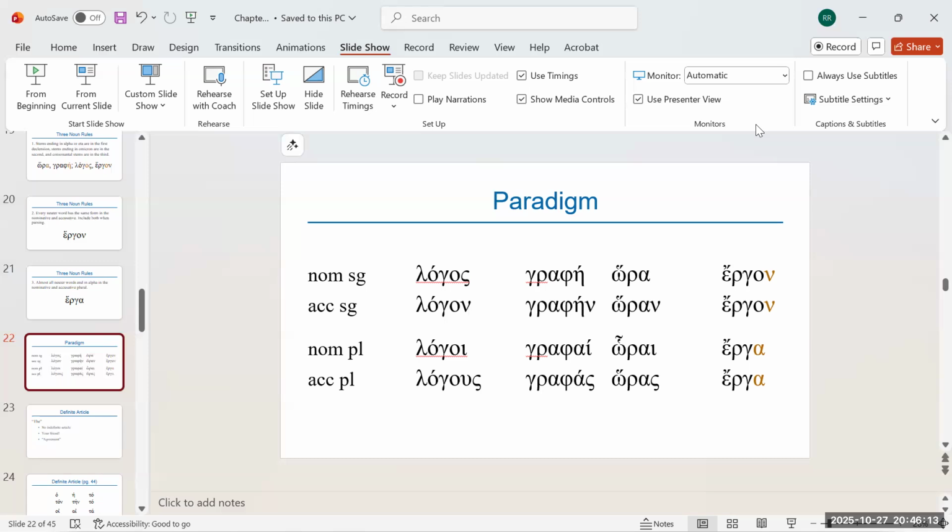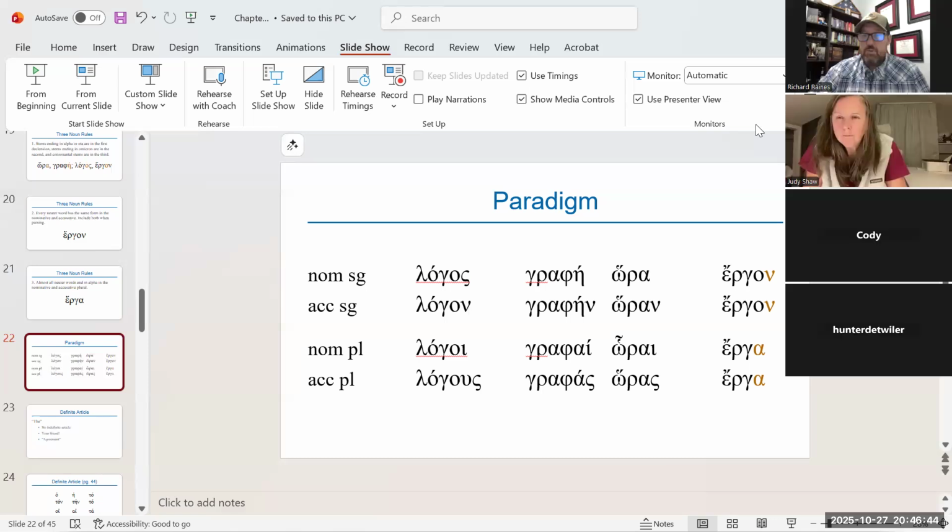You have the plural down below. Logoi, graphai, horai. You can see it's a little easier with masculine and feminine because all you're doing is just adding an iota to the stem. Same thing with logous, graphas, horas, and you can see the neuter stays the same, erga. So what you need to do is you need to memorize, and we're going to go through all of these tonight.